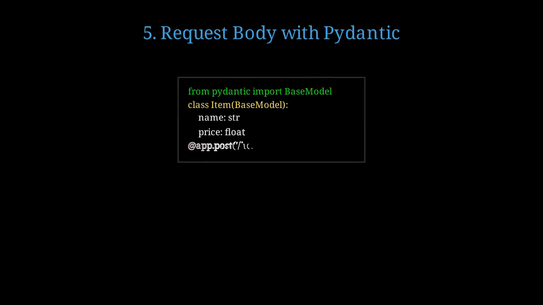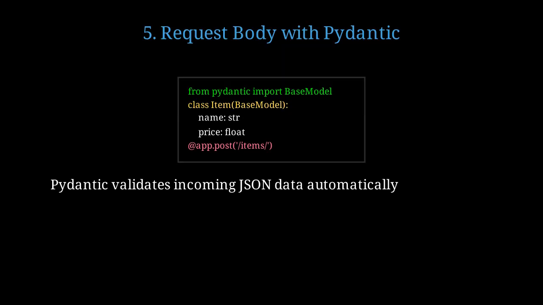FastAPI uses Pydantic models to define and validate request bodies. Define a Pydantic model class with typed attributes to represent your data structure. When requests come in, Pydantic automatically validates the JSON data against your model definition.